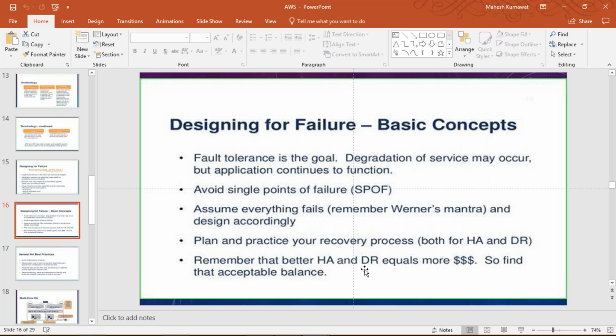Remember that better HA and DR equals more dollars. So find that acceptable balance. My dear friends, if you are working in an MNC, it depends on how much cost the company will bear before you can go for high availability or disaster recovery, because it will charge you money: the same kind of infrastructure has to be created in a different region or different availability zone. So you depend on how much money your company will bear, or your client provides in dollars, because technology always requires money to provide disaster recovery at the same time.